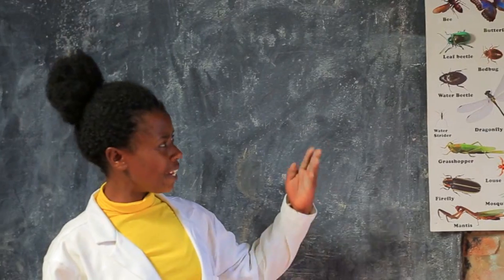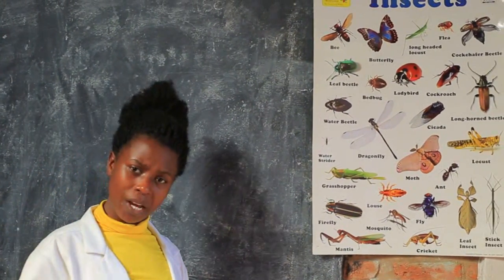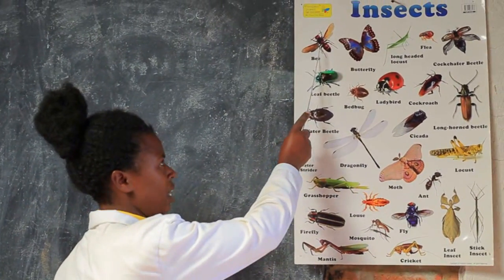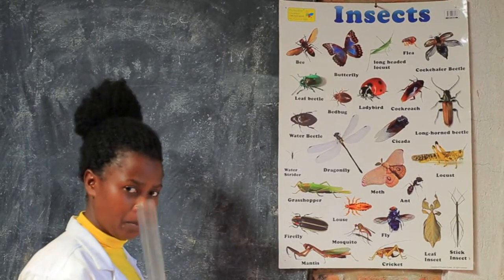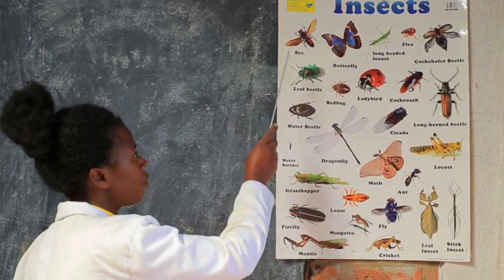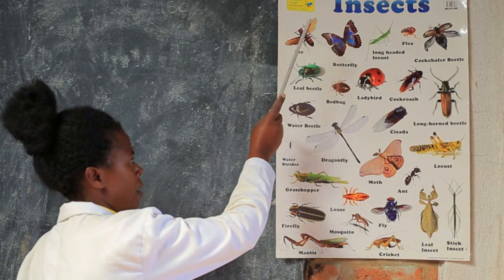So we are going to wind up. As we wind up, we are going to read them together. All right? You repeat after me. We read together at once.